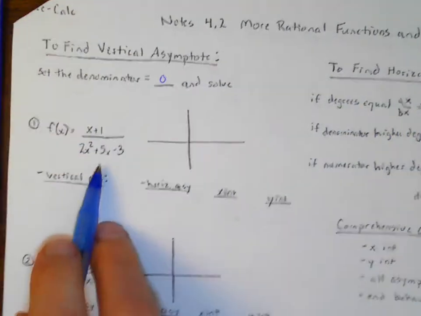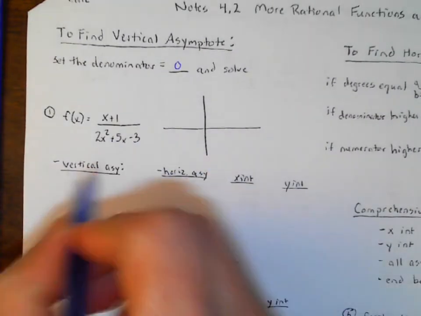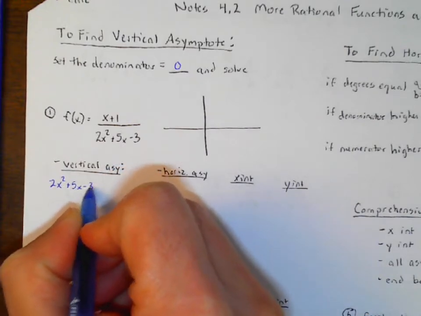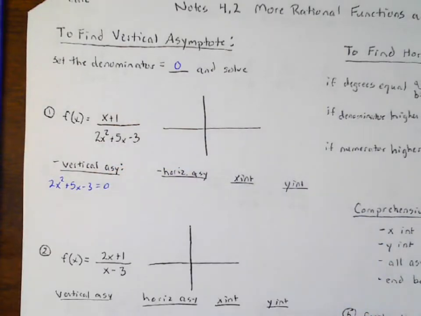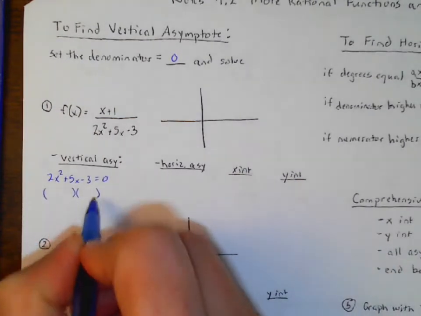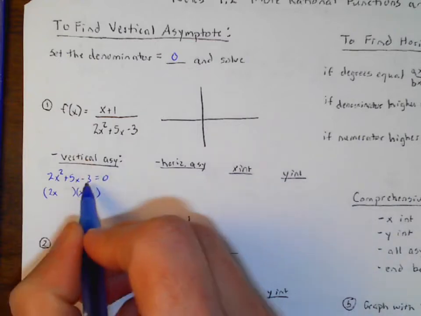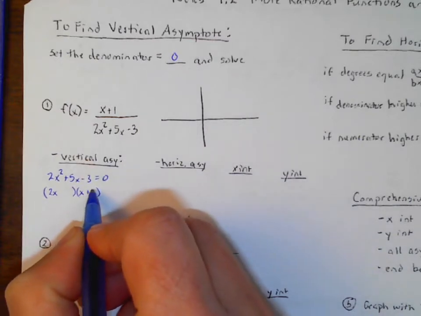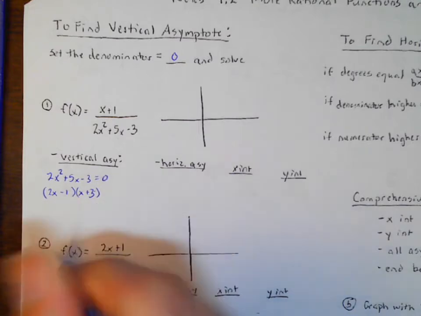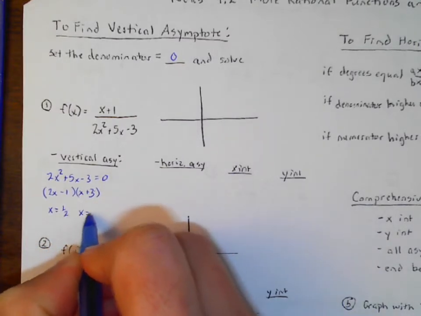Okay, so we'll do an example here. For our vertical asymptote, we just set this 2x squared plus 5x minus 3 equal to 0 and solve it. Thinking about how we solved it last chapter, I'm going to choose factoring here. You can use the quadratic formula, completing the square, whichever method you want. So I'm going to make this a plus 3 and a minus 1. That'd be 6 minus 1 is 5. Solving it gives me x equals 1/2 and x equals negative 3.